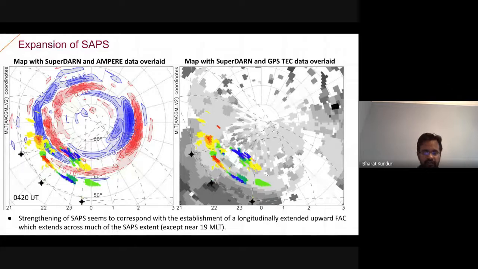If the traditional paradigm was very accurate, I would expect these to be co-located with some section of region 2 field aligned current systems that are downward. But instead, we are seeing they are co-located with, or at least a part of it is co-located with, the upward region 2 field aligned current system.